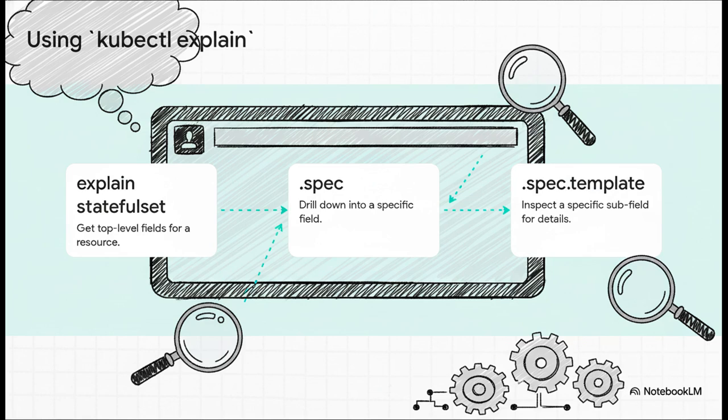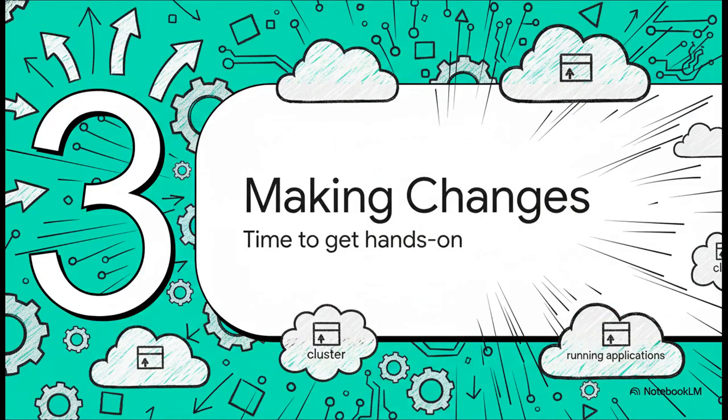Now this next one is one of my absolute favorites. It's called kubectl explain. Instead of opening up a browser and Googling for documentation, you can just ask Kubernetes to explain itself. You can start broad, like explain statefulset, and then you can drill down into specific fields using dot notation. It's your interactive API reference, right there in the terminal. No context switching. All right, enough looking around, enough investigating. It's time to actually do something.